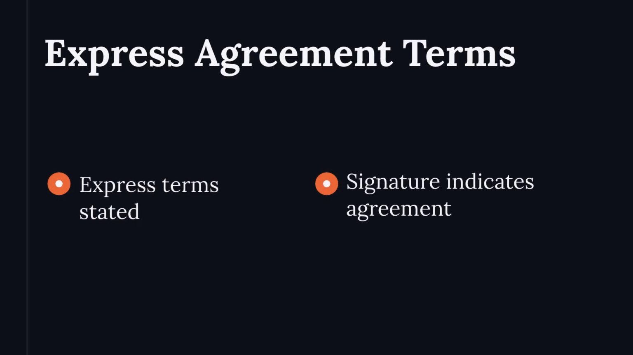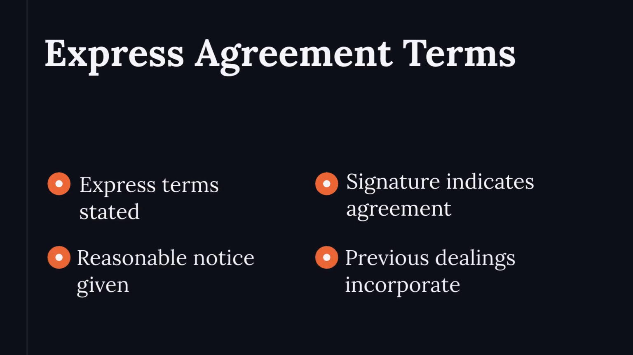Terms are established through express agreement, signature, notice, and previous dealings. Express terms are clearly stated and relied upon. Signature indicates agreement unless misrepresentation occurs. Reasonable notice must be given for unsigned contracts. Regular previous dealings incorporate terms automatically.